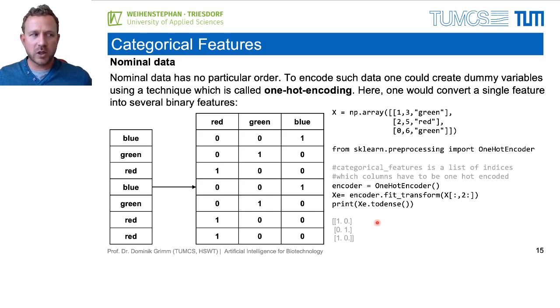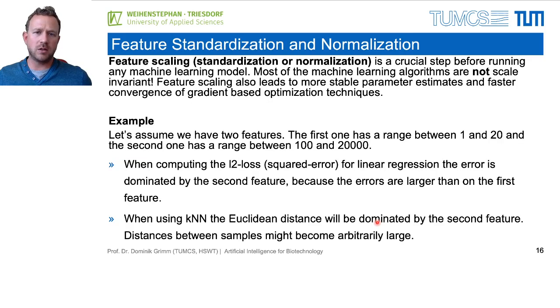And the last thing which I would like to talk about in this lecture is feature standardization and normalization. So feature scaling, that's nothing else than standardization or normalization of our features, is one of the most crucial steps before we run any machine learning model. The problem is that most of our machine learning models are not scale invariant. What does this mean?